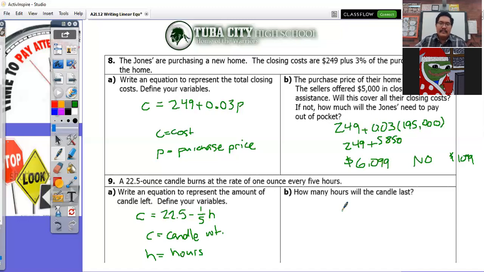How many hours will this candle last? With this one, C is 0. So we're looking at the time. The time in hours is what we don't know.